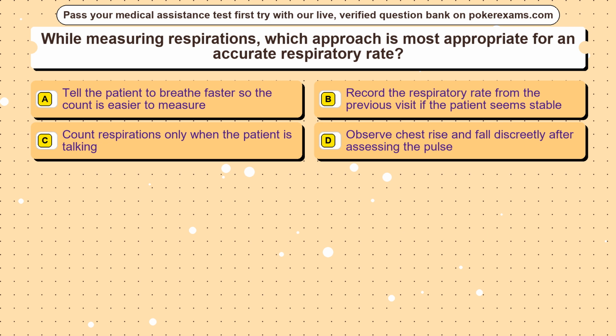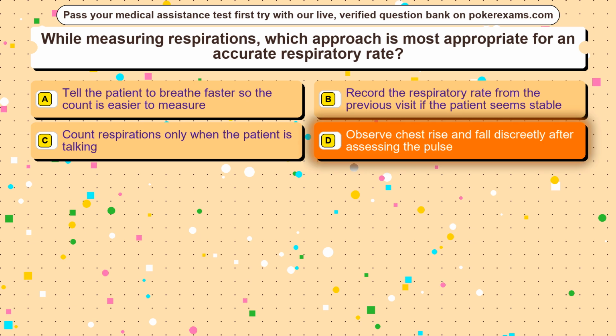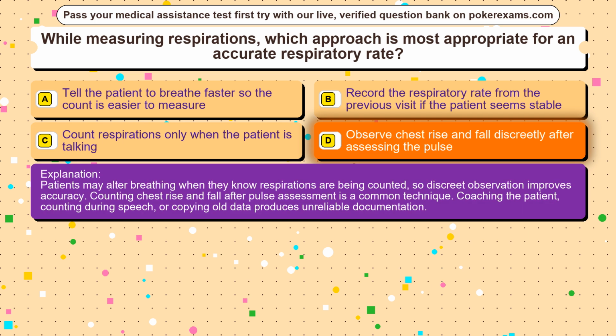Observe chest rise and fall discreetly after assessing the pulse. The correct answer is option D. Observe chest rise and fall discreetly after assessing the pulse. Patients may alter breathing when they know respirations are being counted, so discreet observation improves accuracy. Counting chest rise and fall after pulse assessment is a common technique. Coaching the patient, counting during speech, or copying old data produces unreliable documentation.